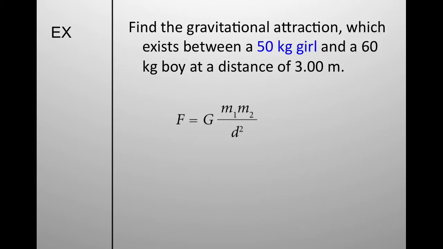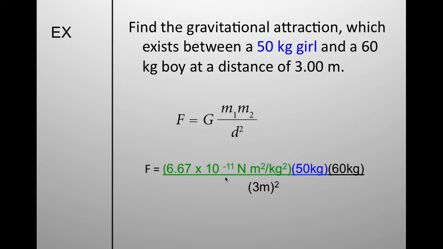Here is an example. Find the gravitational attraction which exists between a 50 kilogram girl and a 60 kilogram boy at a distance of 3.00 meters. We are going to use this equation down here, and we just plug in everything that we have. Here is our constant of G. 50 kilograms is the mass of the girl, and then the mass of the boy is 60 kilograms, all over the distance squared, which is 3 meters squared.